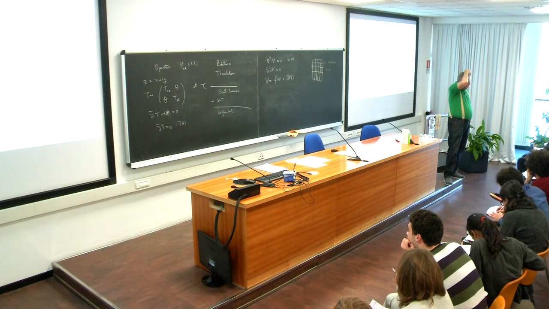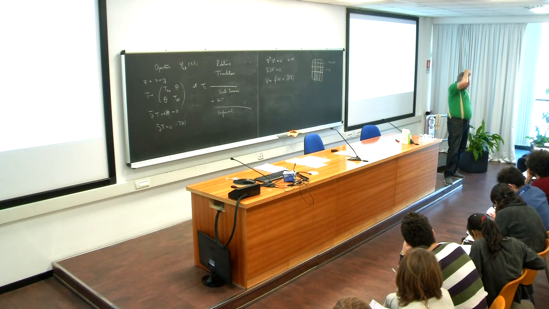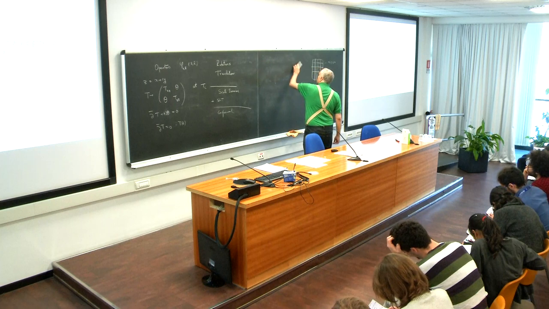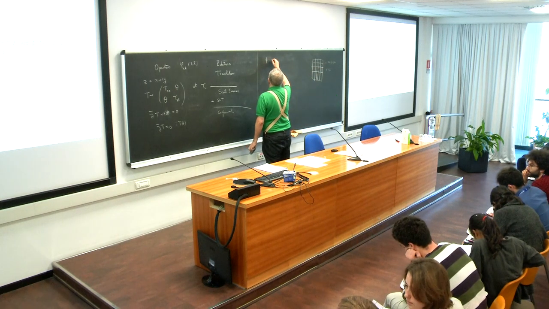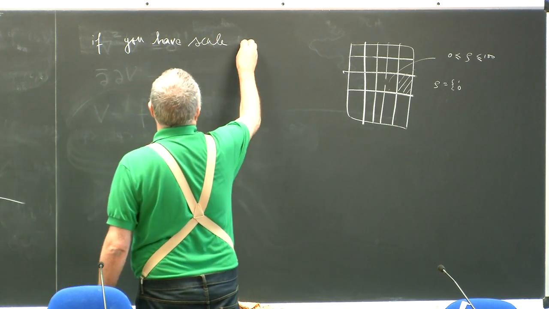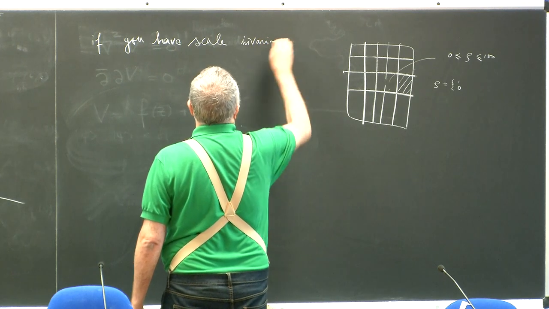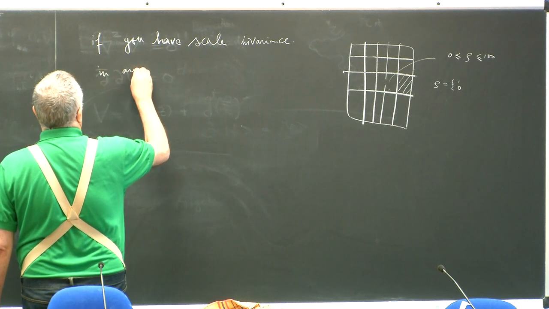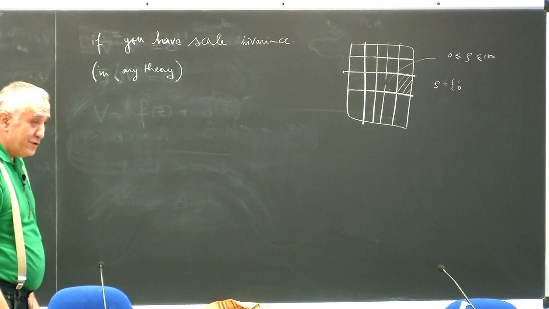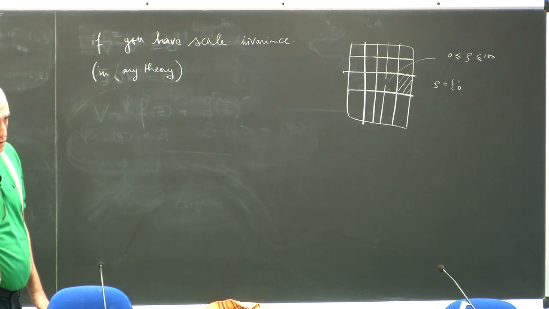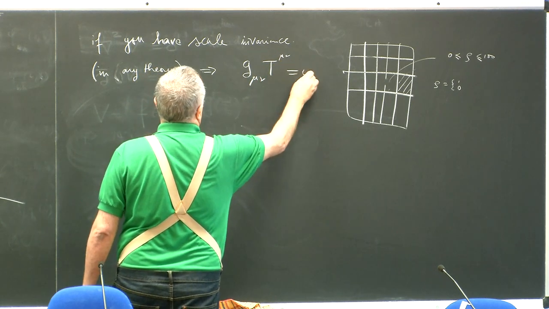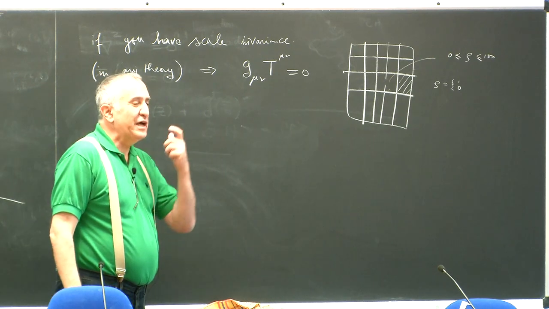What causes theta to vanish? Theta will vanish when you have a scale invariance. It's a little difficult to prove now, but there is a proof that if you have a scale invariance in any theory, then that theory will have a traceless energy momentum tensor. I think Hermann Weyl proved that.